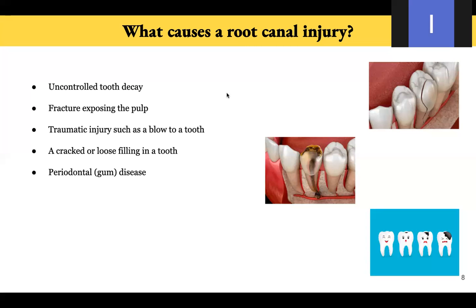Periodontal disease, also known as gum disease, is usually due to a buildup of plaque that may have traveled down to the roots and the interior of the tooth. And the infection can extend into the pulp of the tooth and also to the surrounding tissues and other teeth as well. Next slide.